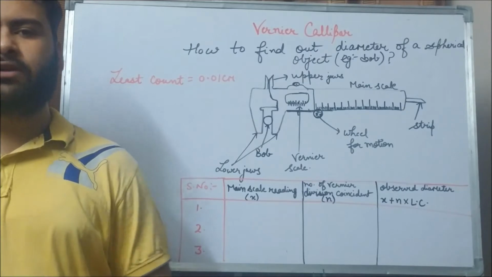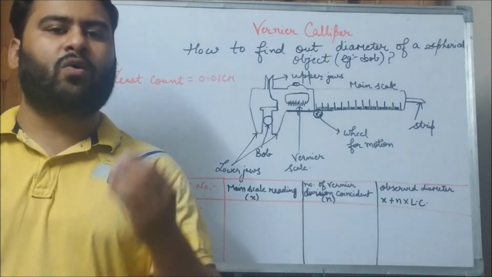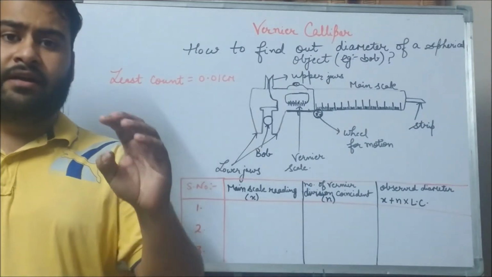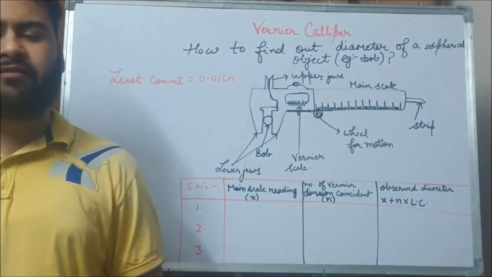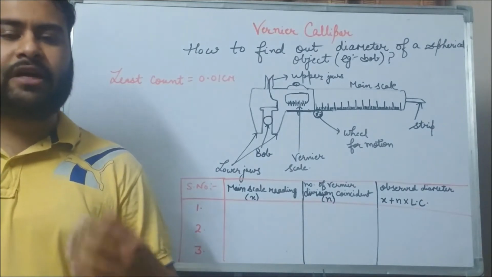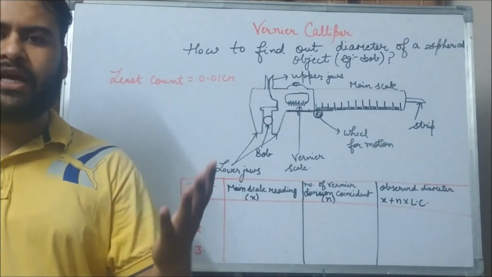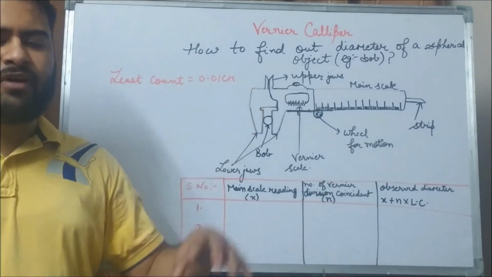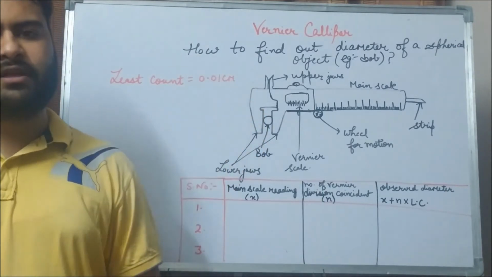This video is about the application of vernier calipers, how we can use a vernier caliper in finding out the dimensions of a spherical body. Say we want to find out the diameter of a bob, how we can use a vernier caliper for finding out that. This video is based on the same concept.